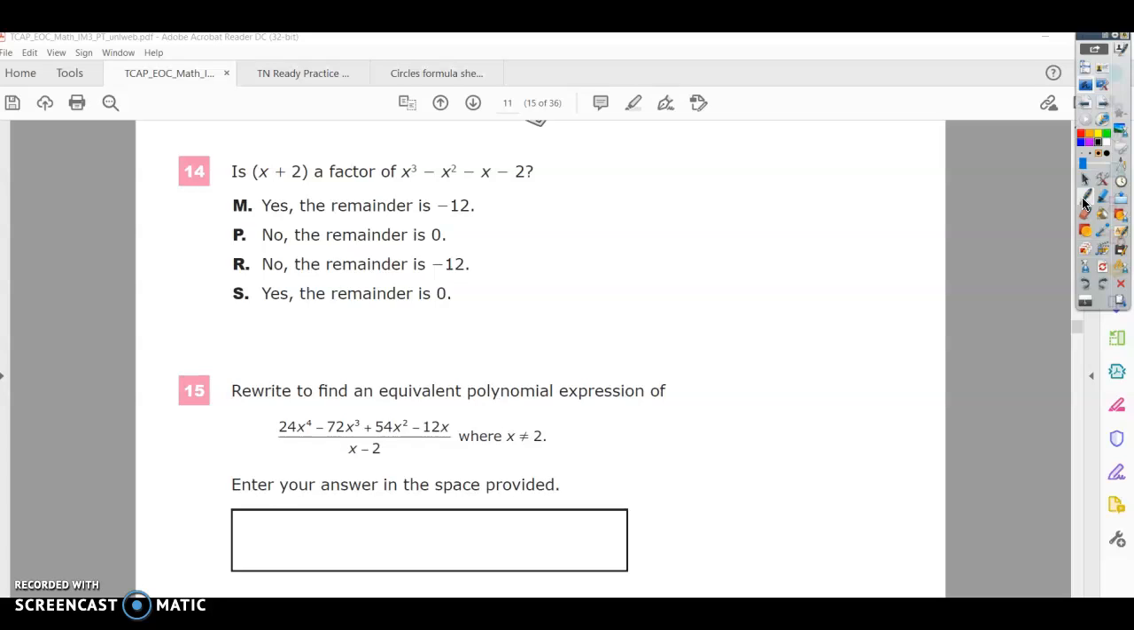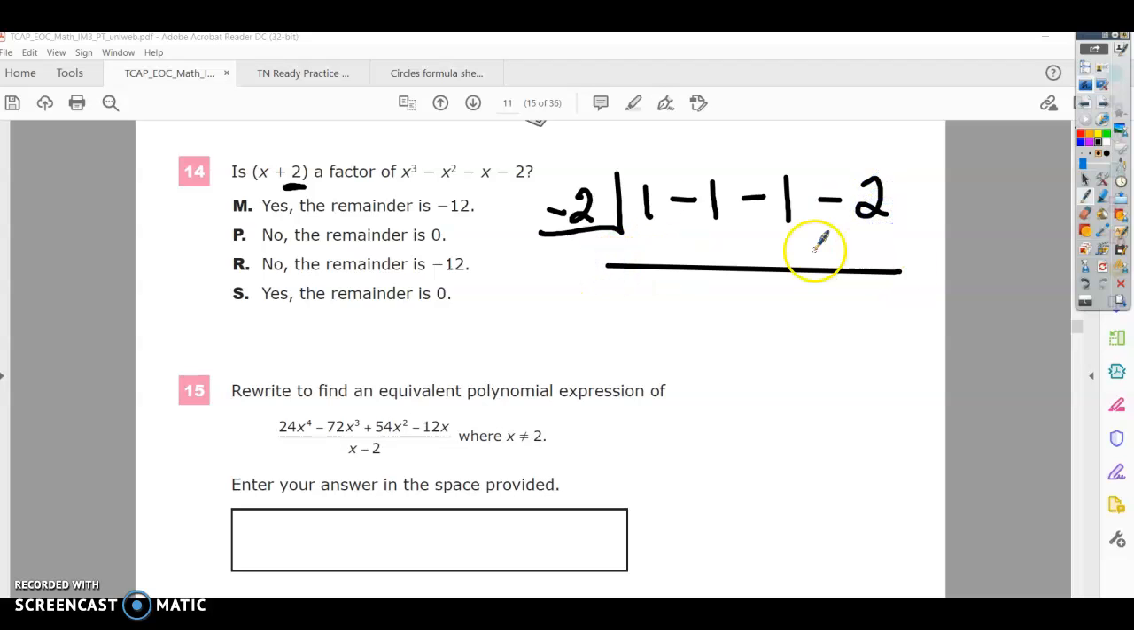So if you don't remember the remainder theorem, I'm going to show you how to use synthetic division to get the answer, just so that you have a couple different options. So for x plus 2, I'm going to change this to negative 2. And I'm going to put only my coefficients. So that's going to be 1, negative 1, negative 1, and negative 2. Alright, then I bring down the first term.